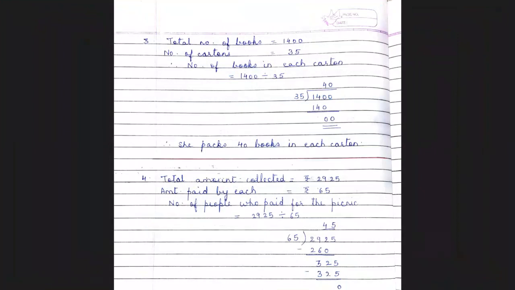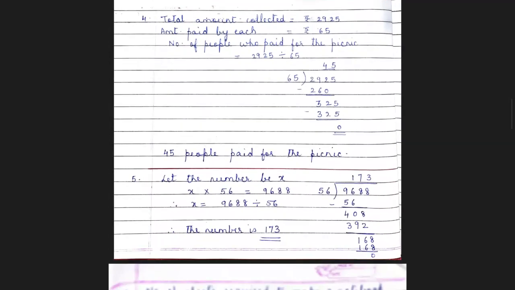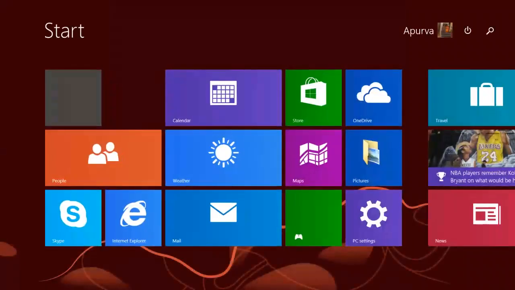Okay. And another way to check these questions is, children, when you multiply 35 into 40, there are 35 cartons and in each carton she puts 40 books. So if I multiply 35 into 40, I must get 1400, the total number of books. Okay, that's another way to check whether your sum is done properly. Okay, so that's question number 3. Next we go to question number 4.